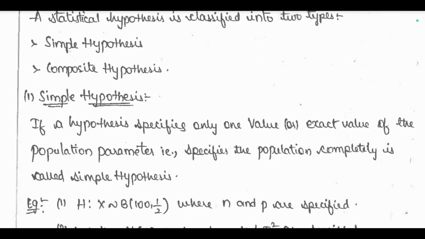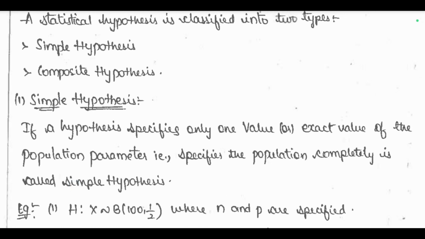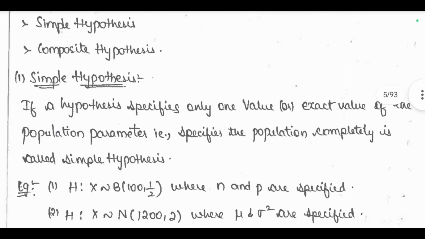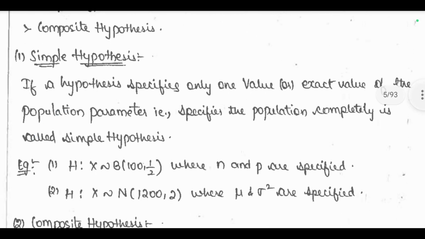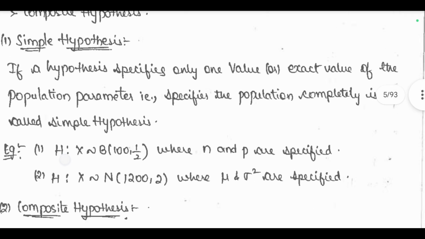If a hypothesis specifies only one value or exact value of the population parameter, that is, specifies the population completely, it is called a simple hypothesis. For example, X follows Binomial(100, 1/2), where n and p are specified. In the second example, mu and sigma square are specified.